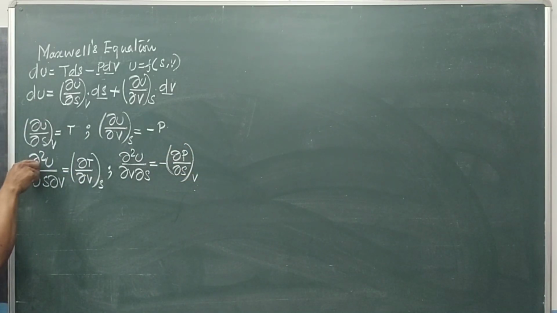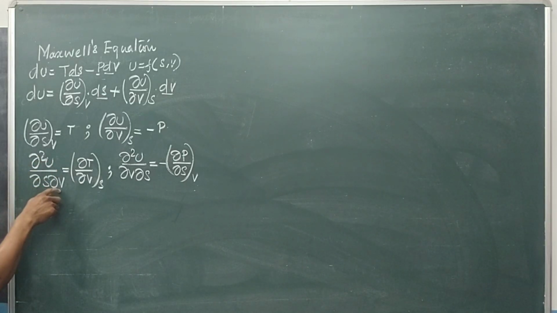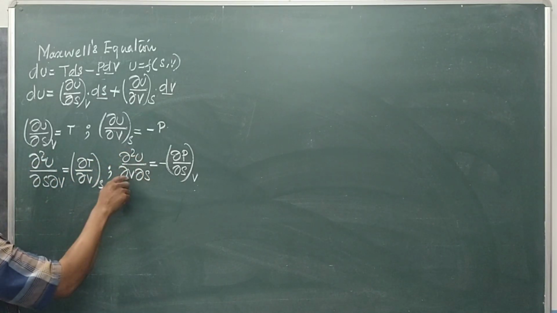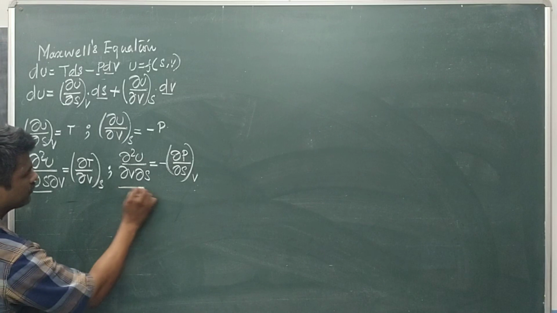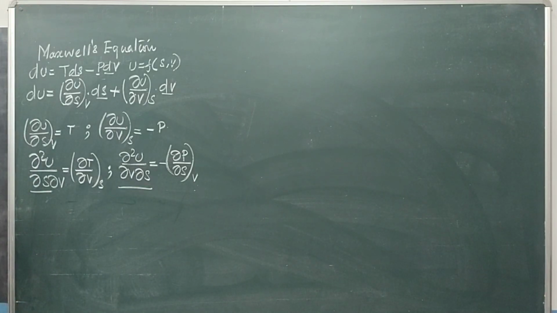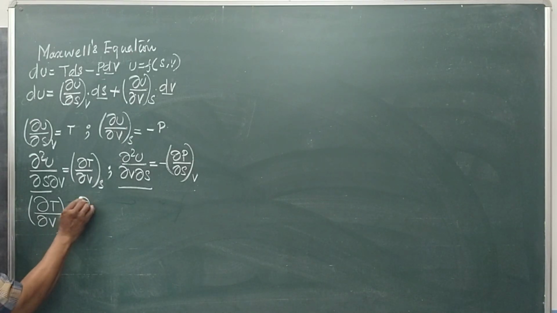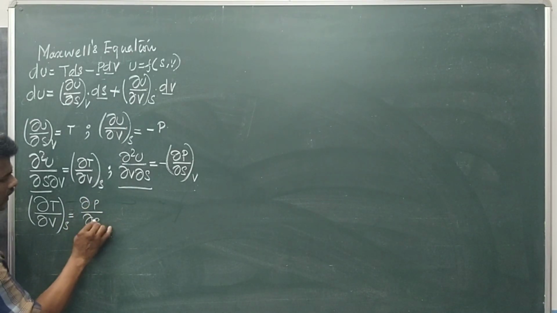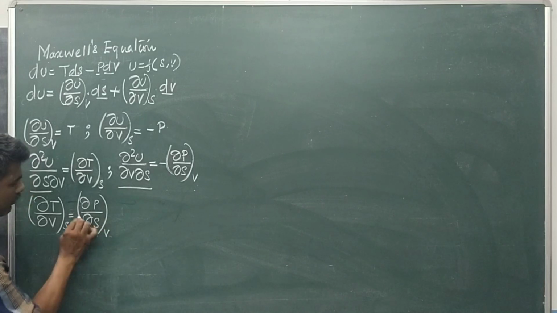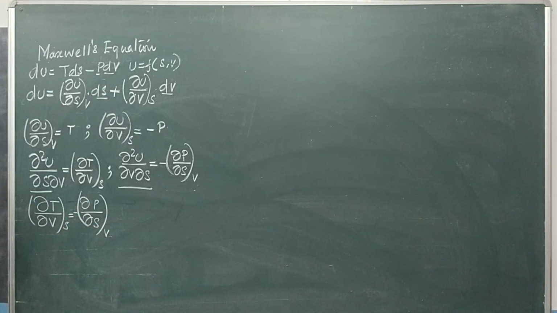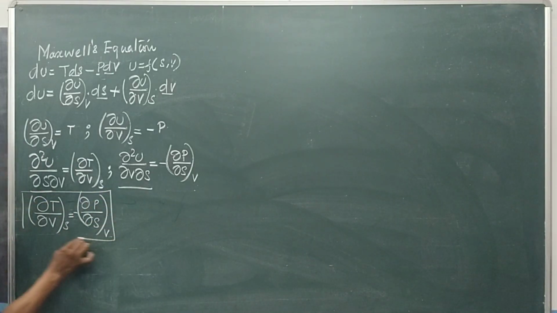See this: ∂²U/∂S∂V and ∂²U/∂V∂S, both are the same. Hence I am going to write (∂T/∂V) at constant entropy is equal to minus (∂P/∂S) at constant V. This is the first Maxwell equation.